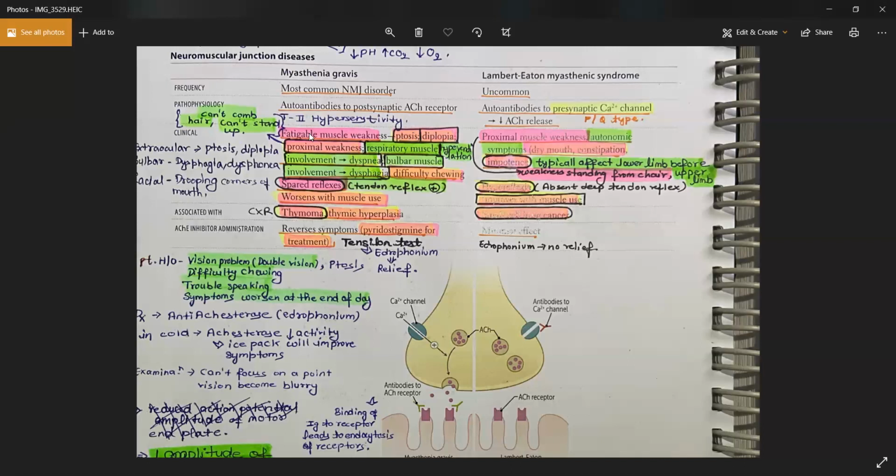You will have proximal muscle weakness. You will have an asymmetric kind of smile. You will have dysphagia. We have discussed that.